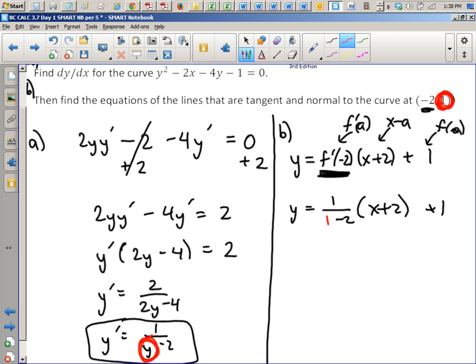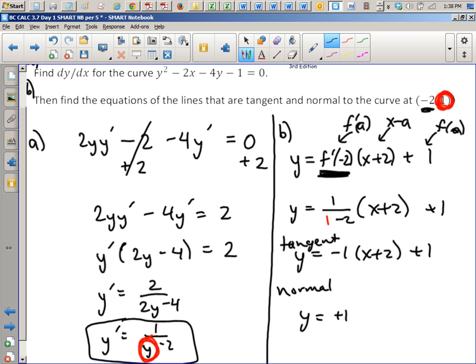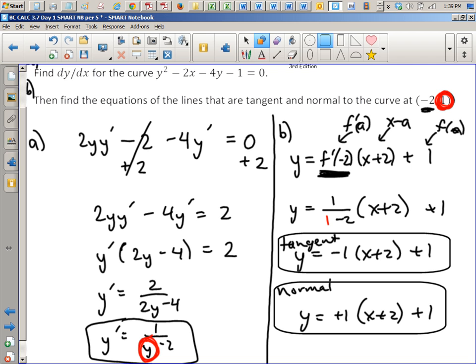Interesting. So you can see your derivative there is explicitly written with y's in it. So be very careful there. But the answer is simply y equals -1 times (x plus 2) plus 1 for the tangent line. And for the normal line, the opposite reciprocal is +1. And there you have it. Circle our answers: tangent line, normal line.